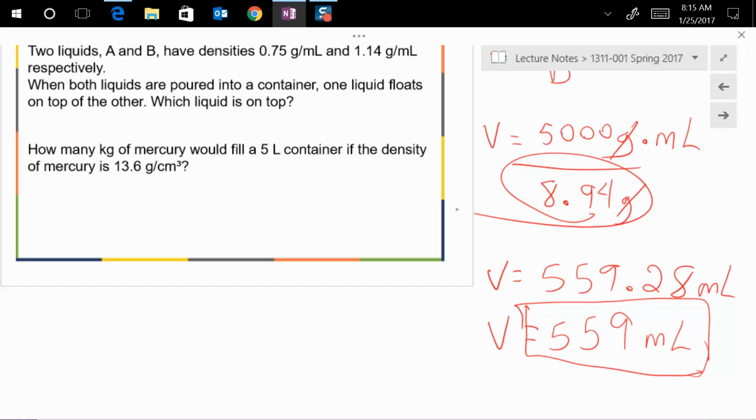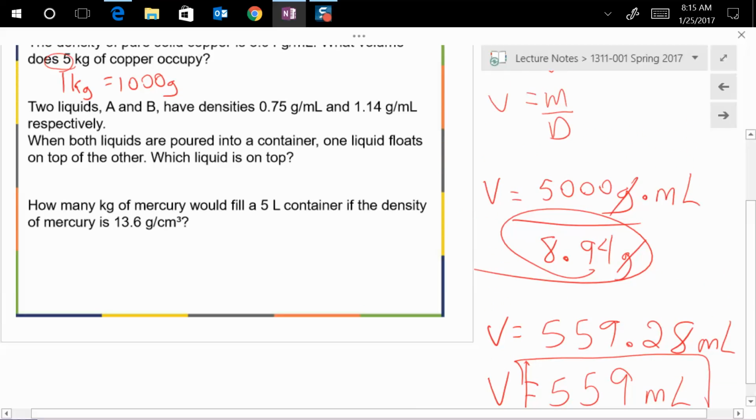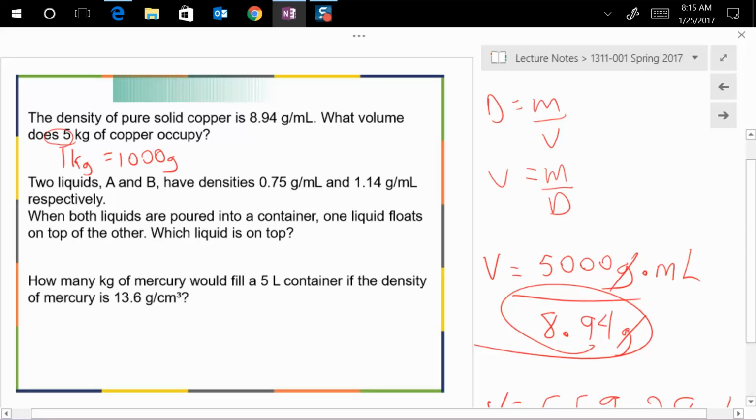So you have to convert it so that the units in the density and the units of the mass are the same, so that you can do the calculation. Otherwise, the units won't cancel. You wouldn't be able to solve for the milliliters until you do that.